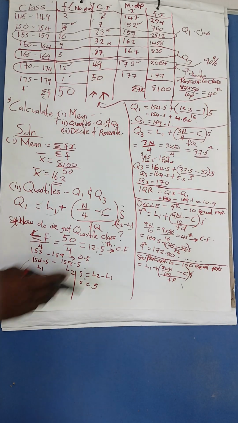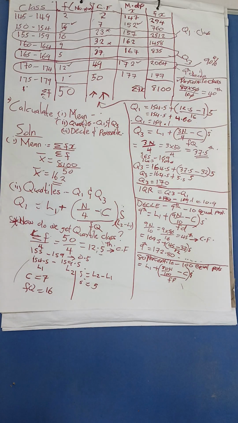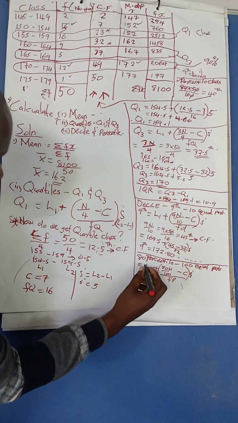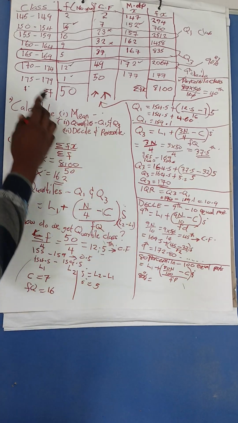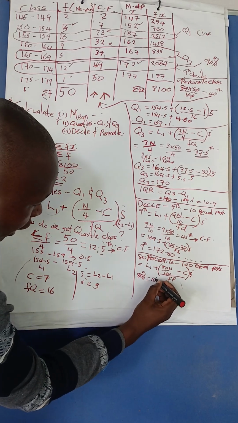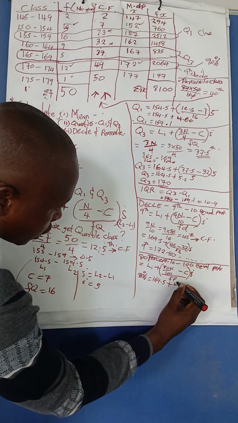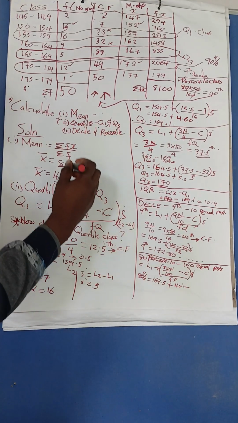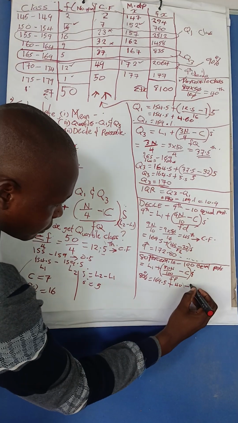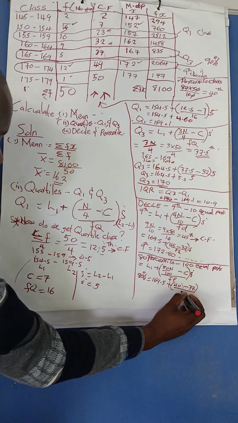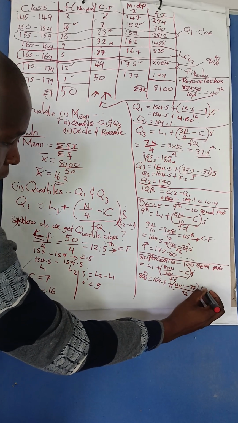Good. So you can do this even for 70 percentile, or 60 percentile, depending on how the question is set. After you have identified your class, you now calculate the 80 percentile. It will be my L1. Because I'm working with this class, L1 is 169.5, plus 80n over 100 which we got as 40, minus the cumulative frequency before that class, which is 37. Then you divide by the frequency of that class, which is 12, and multiply by 5.